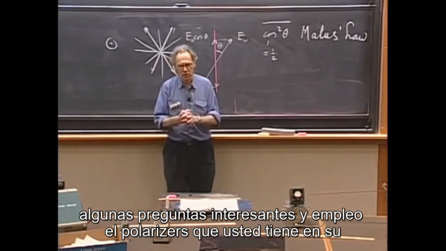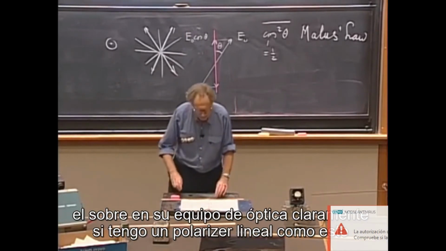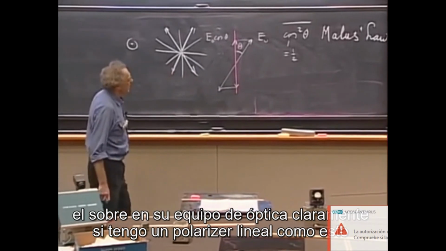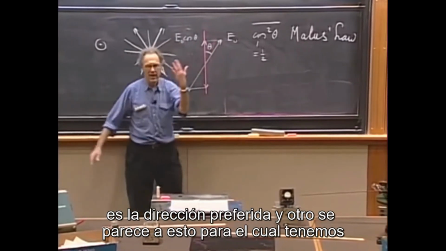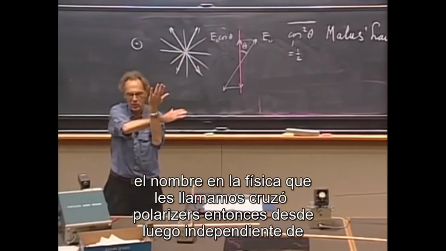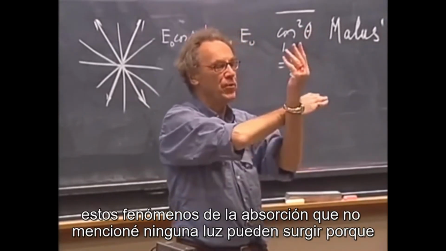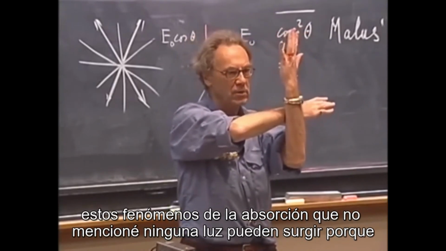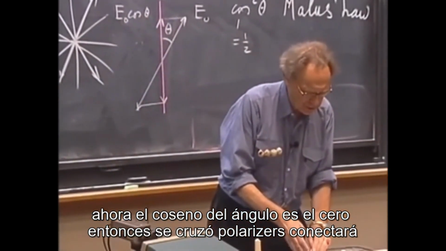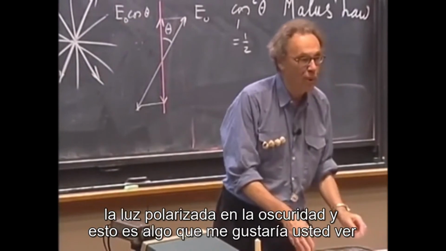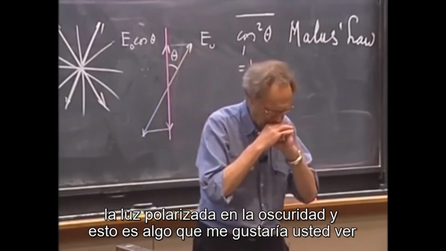And in problem set number 7, you will be able to answer some interesting questions and use the polarizers that you have in your envelope, in your optics kit. Clearly, if I have one linear polarizer like this is the preferred direction, and the other one is like this, for which we have a name in physics, we call them crossed polarizers, then of course, independent of this absorption phenomenon that I mentioned, no light can emerge, because now the cosine of the angle is 0. So crossed polarizers will turn unpolarized light into darkness.